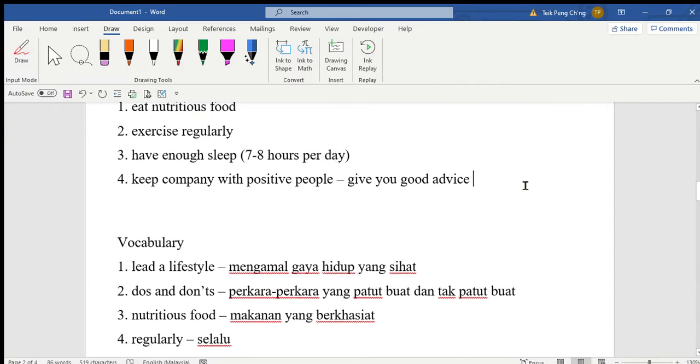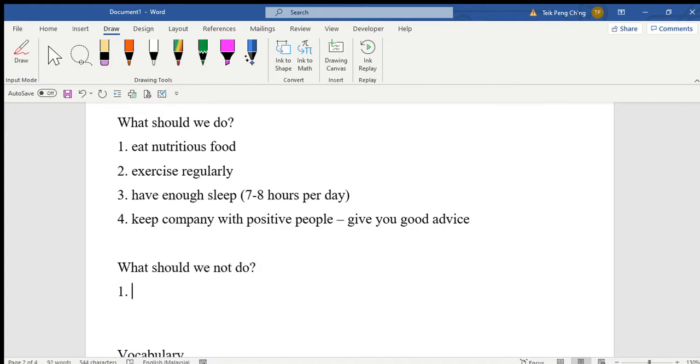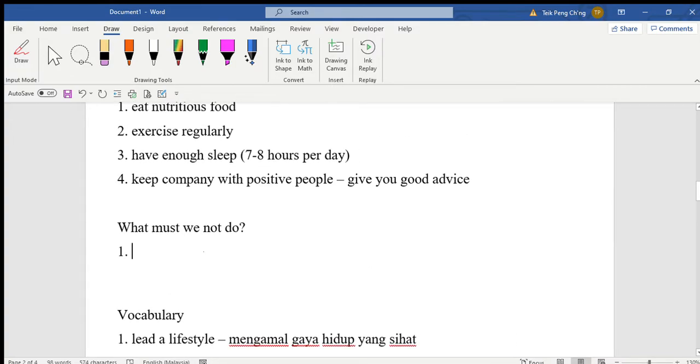Now, let's talk about the things that we must not do in order to lead a healthy lifestyle. What should we not do? Okay, so what is the first thing we must not? Okay, let's put must. Okay, it's better to use must here. Must maksudnya mesti. Kalau should maksudnya patut. Kat sini mesti tu lebih tepat. Mesti. Should patut. So kat sini must itu lebih tepat lah. What must we not do? Apa yang kita mesti tak boleh buat?